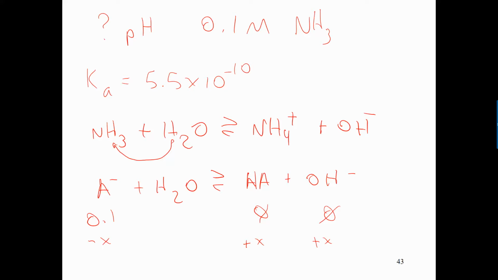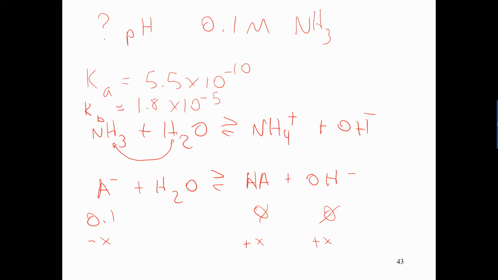Divide Kw, 1 times 10 to the negative 14, by 5.5 times 10 to the negative 10. And that will give me my Kb. What is the Kb? 1.8 times 10 to the negative 5. Yeah, that sounds right. That's what it should be.